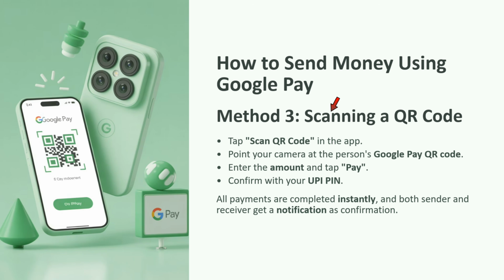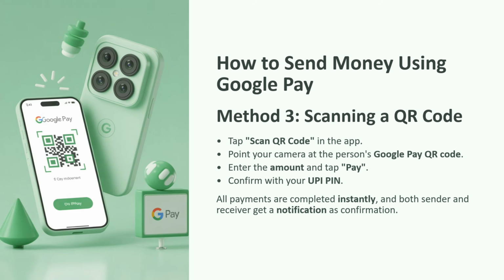Method 3 is scanning a QR code. Tap the scan QR code in the app, point your camera at the person's Google Pay QR code, then enter the amount and tap pay. Then confirm with your UPI PIN.